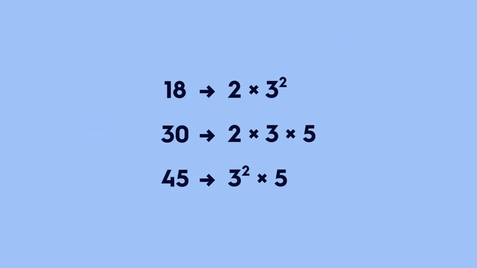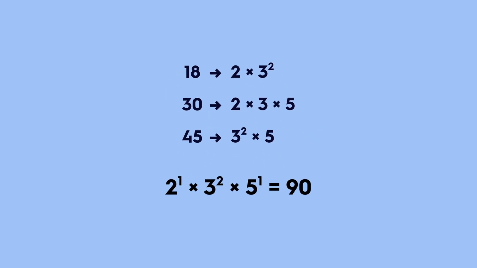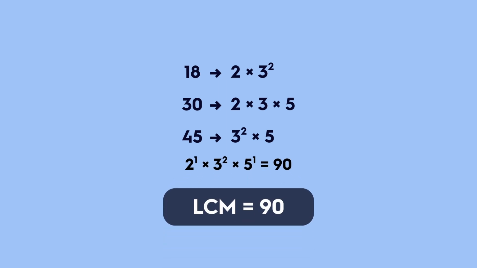For 18, 30, and 45, take primes with the highest exponents across the list. That's 2 to the first, 3 squared, and 5 to the first. Multiply to get 90. That is the least common multiple.